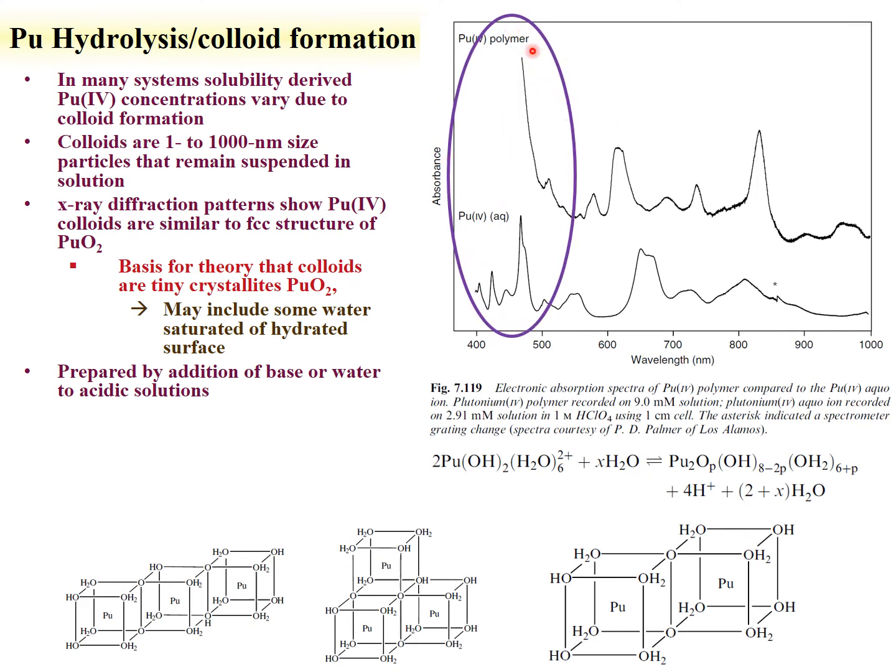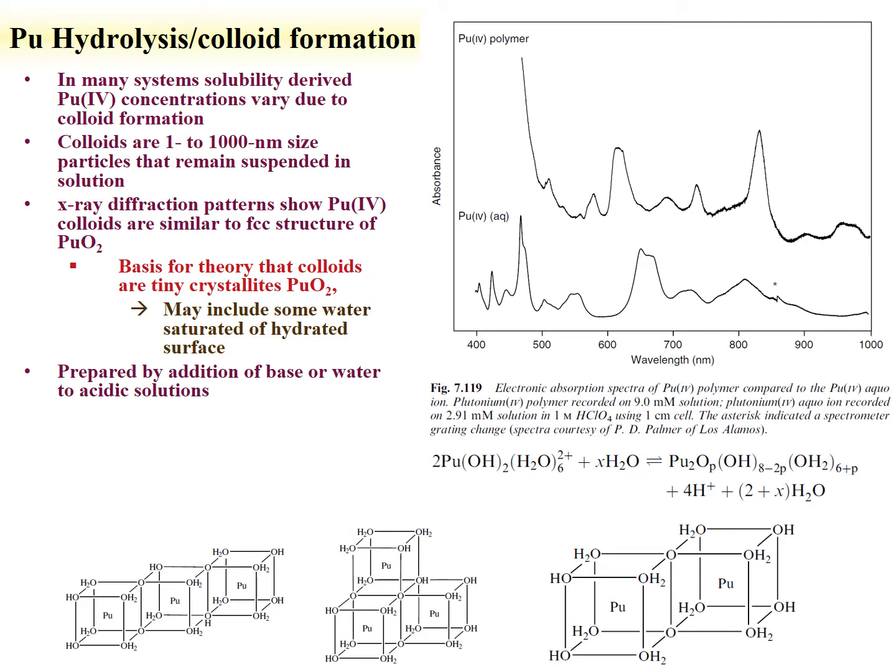Here, plutonium-4 colloids have a higher absorbance at the lower wavelengths under the conditions examined, whereas plutonium-4 in solution just shows a characteristic absorbance peak at around 475. So these colloids in solution can be thought of as extended hydrolysis products, actually extending all the way down to the dioxide. These particles are between 1 and 1,000 nanometers in size, depending upon the route of the experiment. X-ray diffraction shows that these plutonium-4 colloids are similar in FCC structure, so face-centered cubic structure, to plutonium dioxide. So the theory is that they're fundamentally small plutonium dioxide particles in solution.